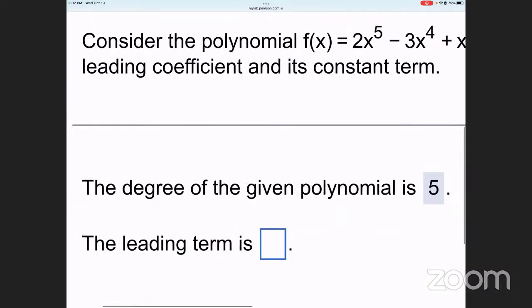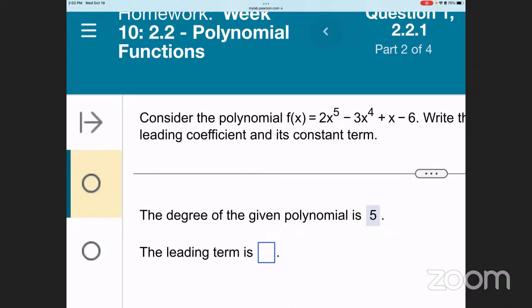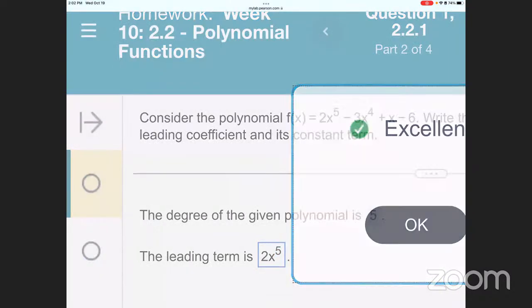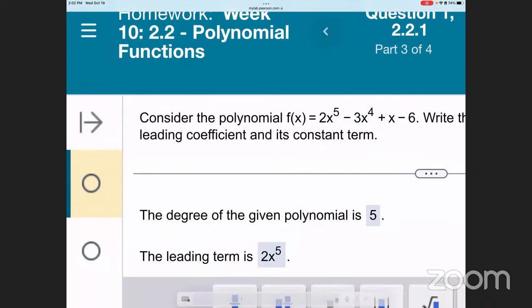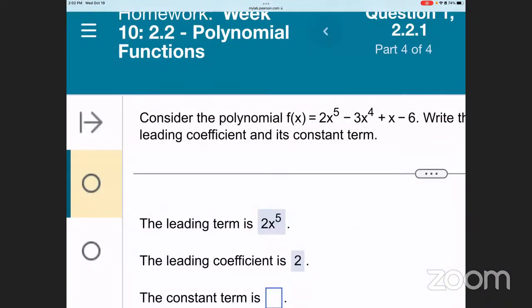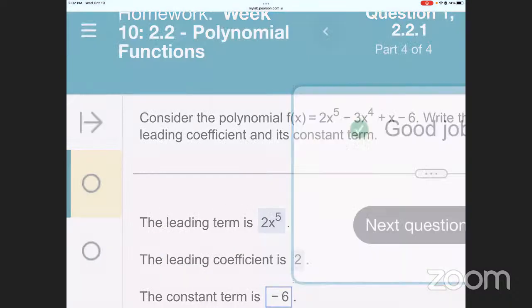The leading term. What's the leading term of this polynomial? Should be 2x to the power of 5. So then if that's the leading term, the leading coefficient is 2. And the constant term is a term that has no variable associated to it, so that's going to be our -6.